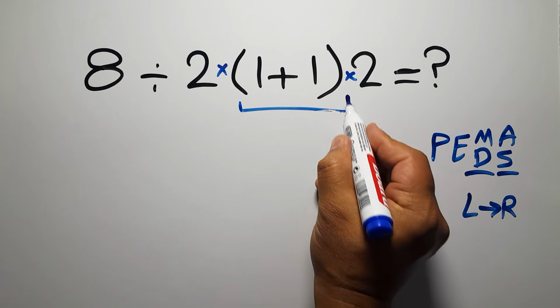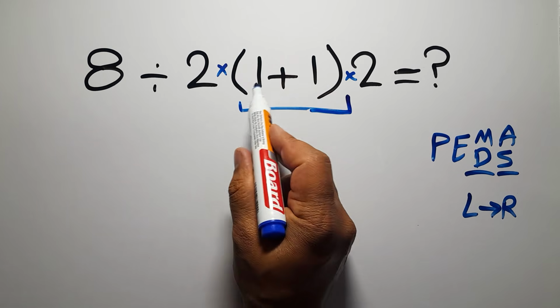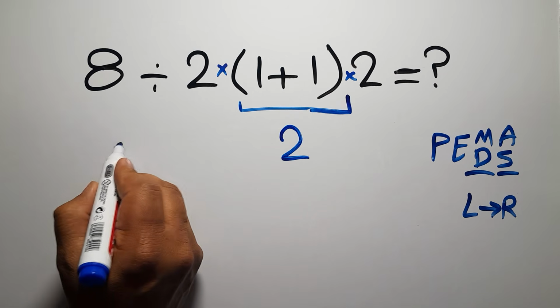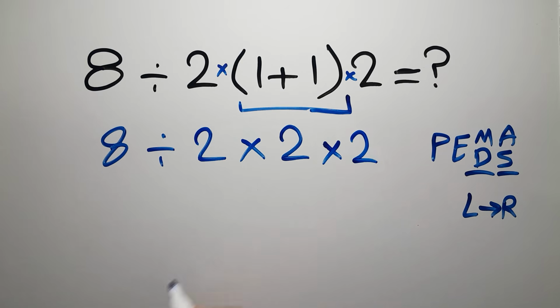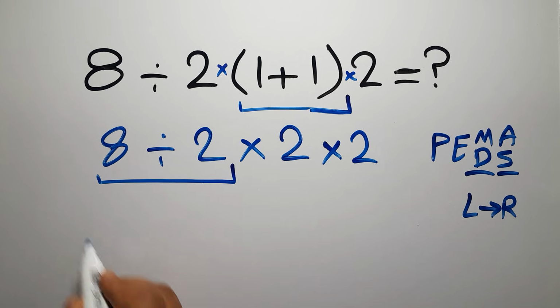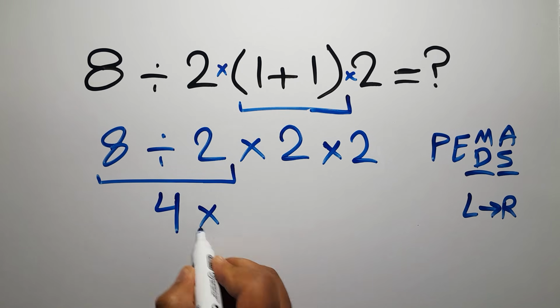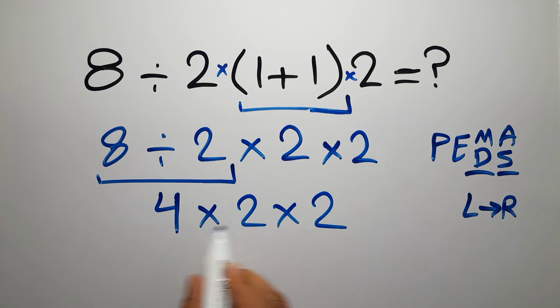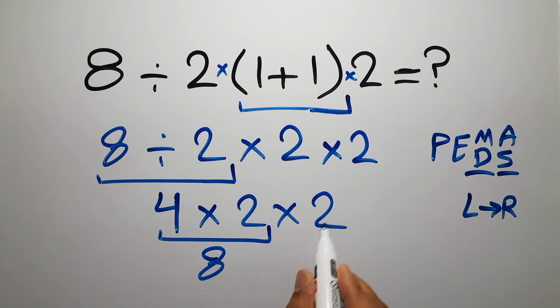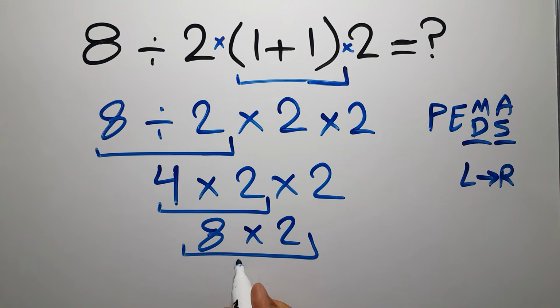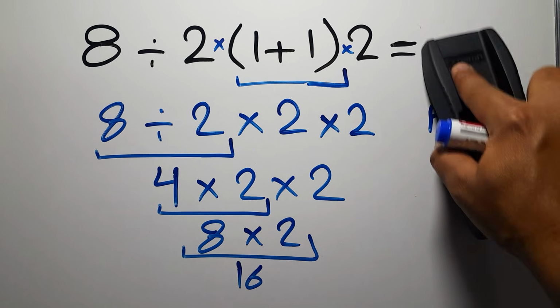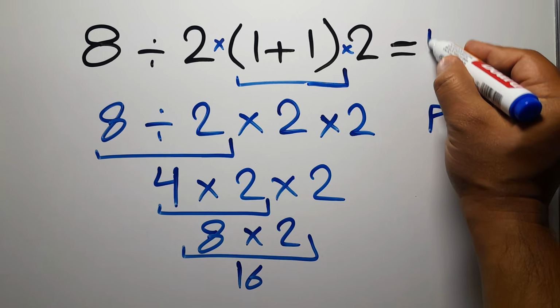Okay, inside this parentheses we have 1 plus 1, which gives us 2. So we have 8 divided by 2 times 2 and again times 2. We have to work from left to right. 8 divided by 2, which equals 4. So 4 times 2 times 2. 4 times 2 equals 8. And 8 times 2 is just 16. And this is our final answer to this problem. The correct answer is 16.